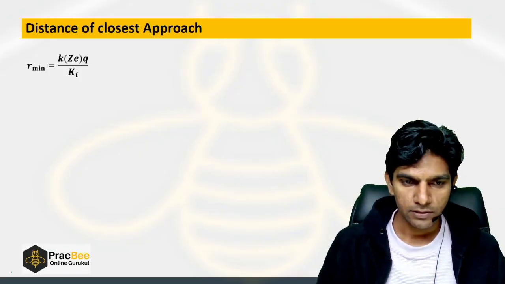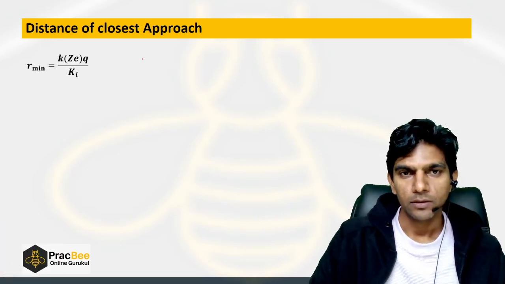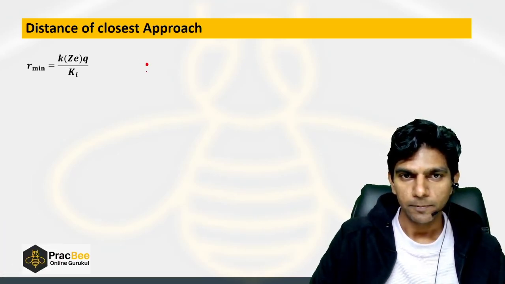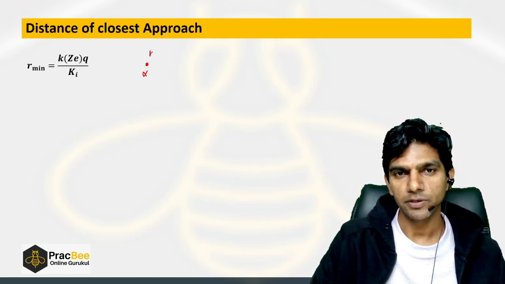Okay, right. So what is this type of problem? Let us see. Suppose we are given an alpha particle, and this alpha particle has some initial energy Ki.